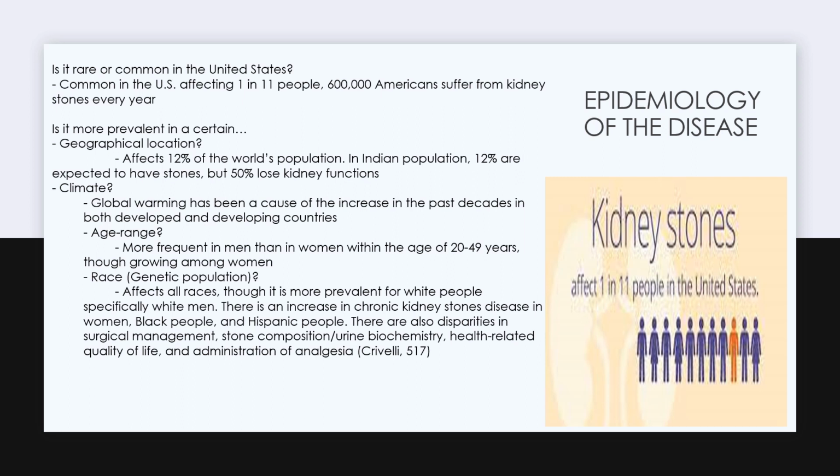It is more frequent in men than in women with the age of 20 to 49 years, though growing amongst women. It affects all races, though it is more prevalent for white people, specifically white men. There is an increase in chronic kidney stones disease in women, black people, and Hispanic people. There are also disparities in surgical management, stone composition, urine biochemistry, health-related quality of life, and administration of analgesia. That's by Crivelli, 517.